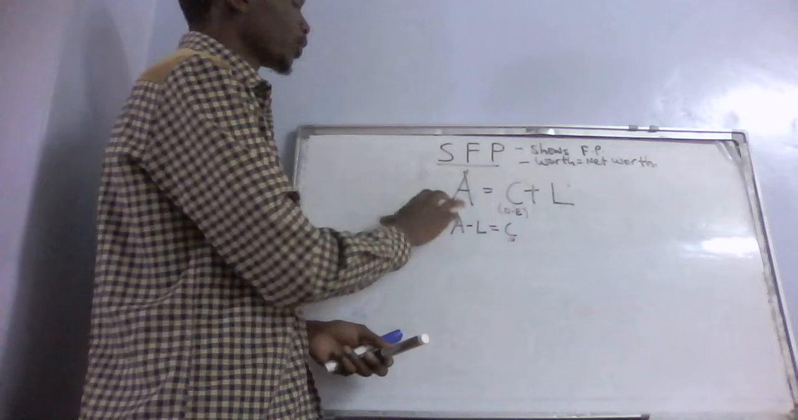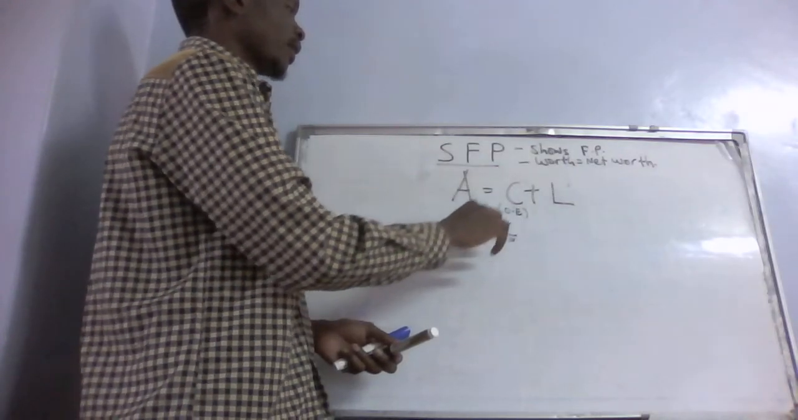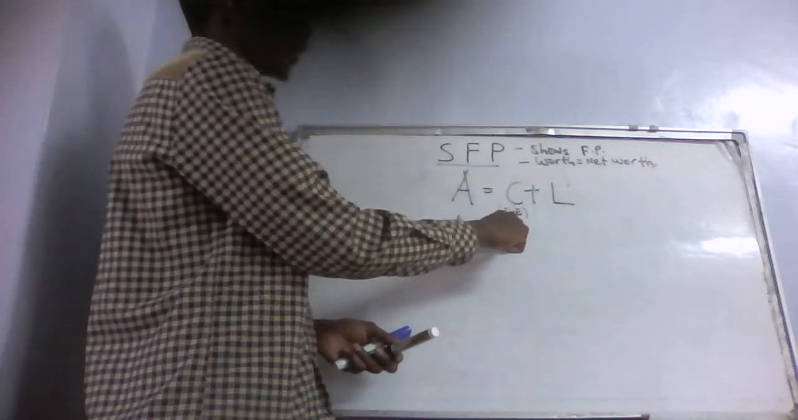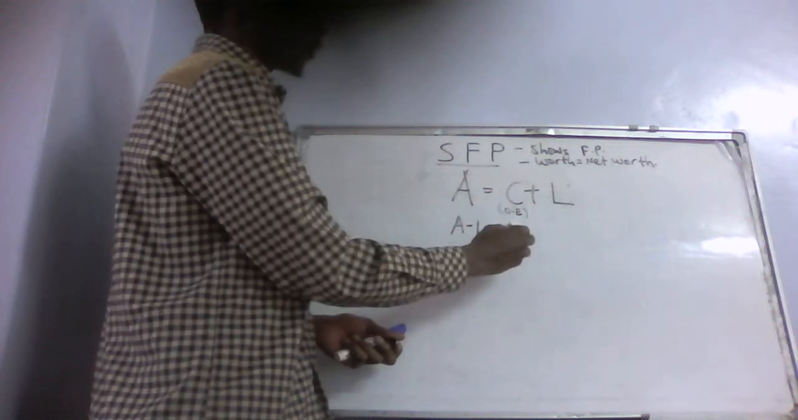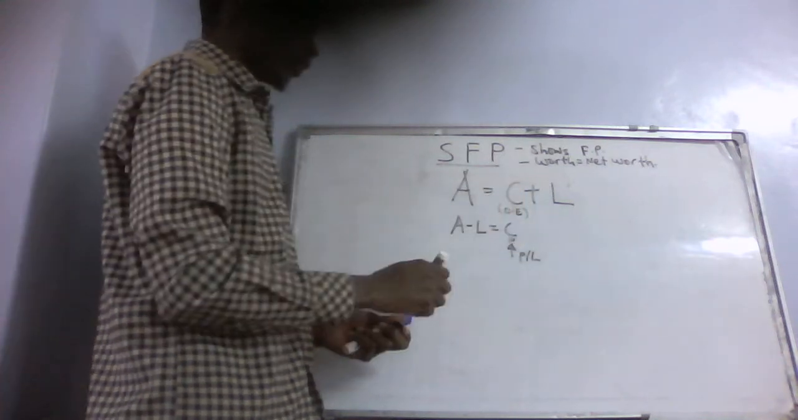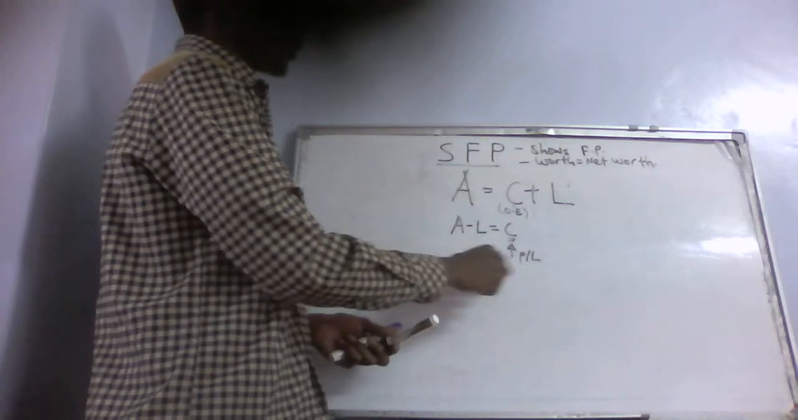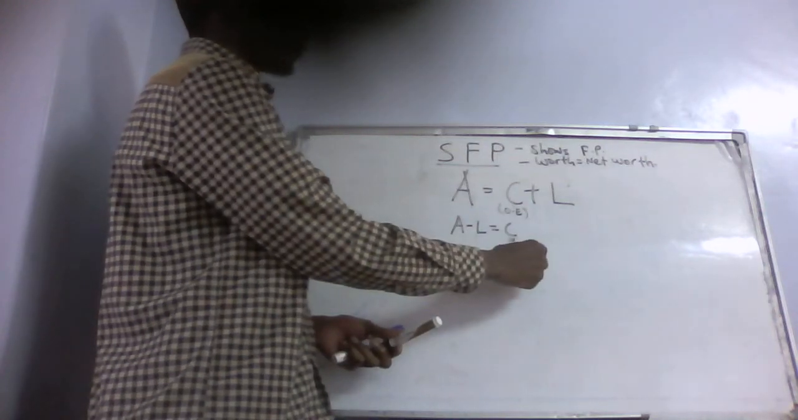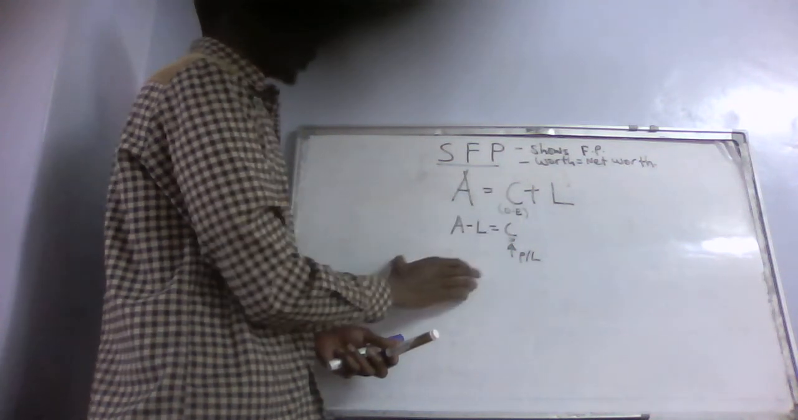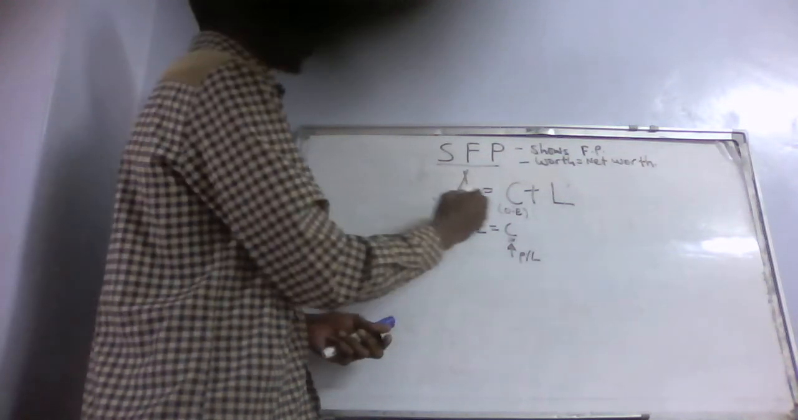Now, statement of financial position comes after the preparation of the income statement, because the income statement will inject either profit or loss into capital. So if there's a loss, it will reduce capital. If there's a profit, it will increase capital. So that's why you have to prepare income statement before preparing the statement of financial position. Because the statement of financial position is now the ultimate representation of the accounting equation.